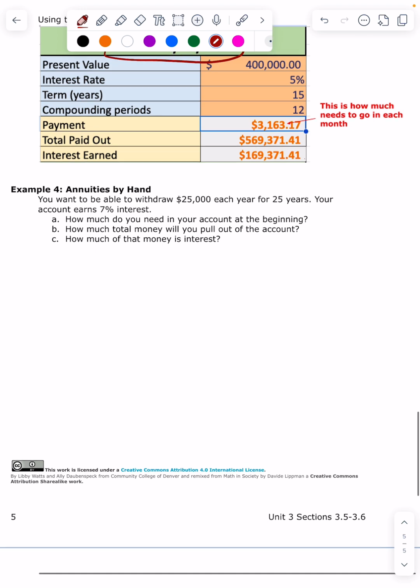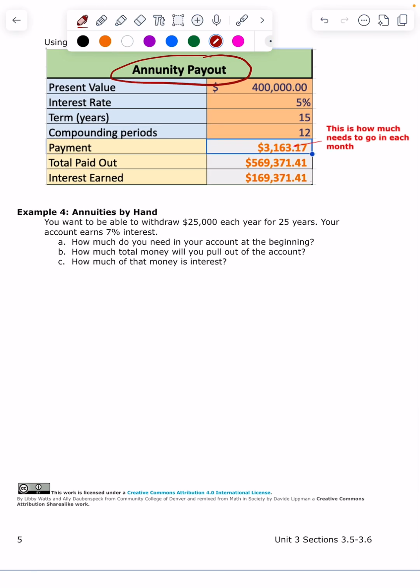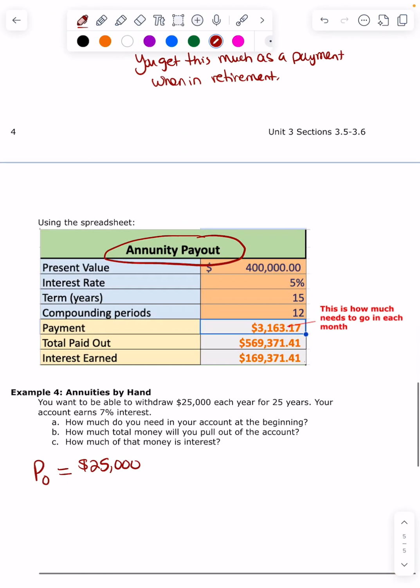We got one more example. You want to be able to withdraw $25,000 each year for 25 years. Your account earns 7% interest. How much do you need in the account at the beginning? This is actually a little easier because we're finding the P naught. We know we're pulling out $25,000. That's D. So it's that times, that's the whole numerator part here.